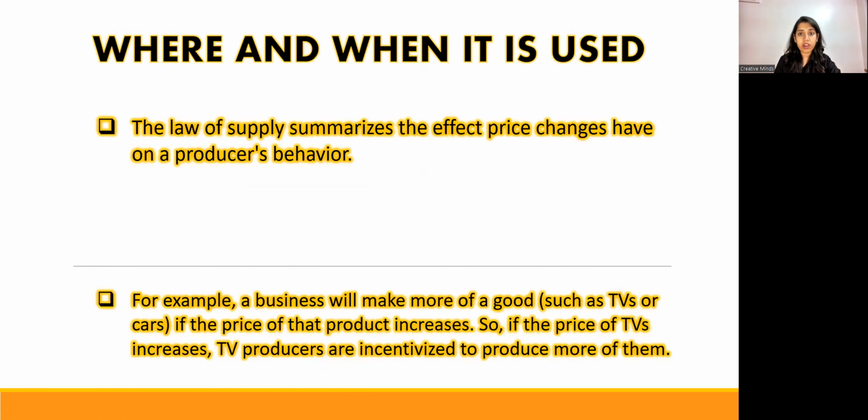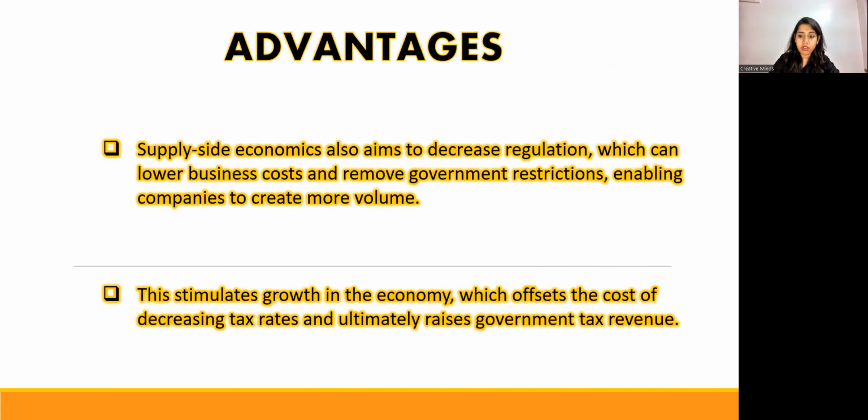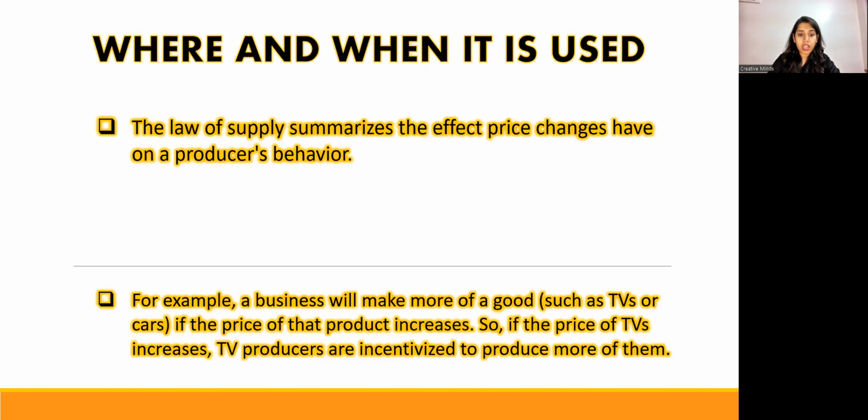Where and when it can be used: the law of supply summarizes the effect of price change on product behavior. For example, if we have a business manufacturing TVs or cars, and the price of the product increases, then the production will also increase, and more TVs are produced.